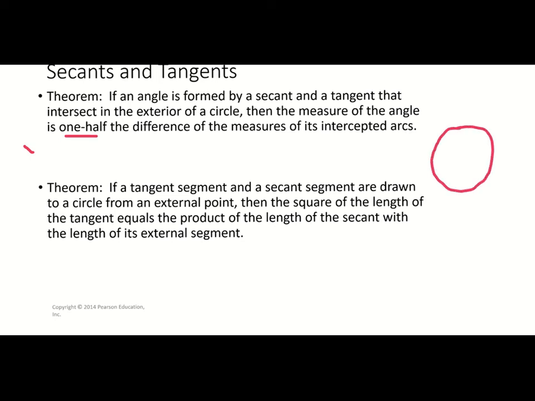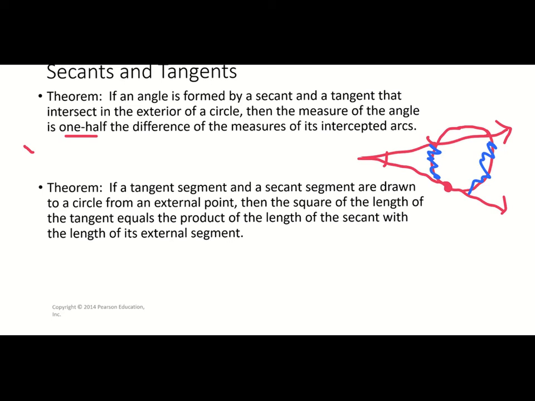So you would have a secant, and let me fix that for you. Let me make that a little bit better. And then a tangent. So the secant goes through at 2 points. The tangent will meet the circle at 1 point. But again, to find the measure of this angle here, you do the same thing. You do 1/2 the difference of your intercepted arcs. So in this case, it would be this arc and this arc. Subtract them and take 1/2 of that to find the measure.